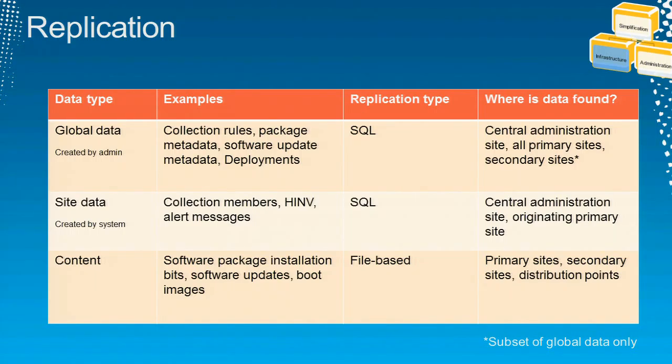So the easy way to look at this is global data goes everywhere. Global data goes to your central administration site and every primary site you have in your hierarchy. Site data goes from the site where it's created, which will always be a primary site, and then is replicated up to the central administration site only. It doesn't replicate anywhere else. It goes from the site where the clients are up to the central administration site for reporting and consolidation purposes. But they both will use SQL Server replication.